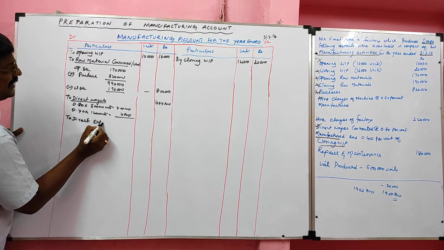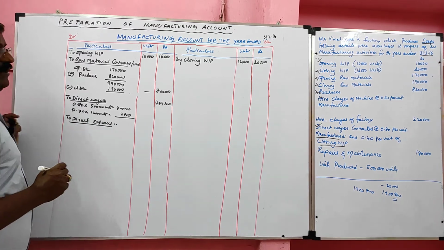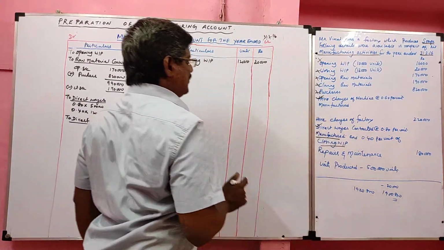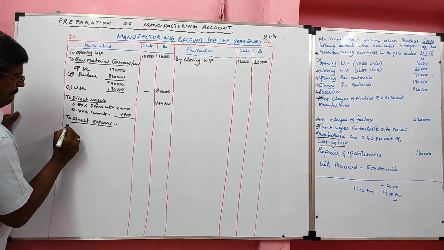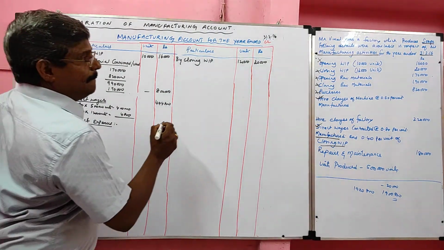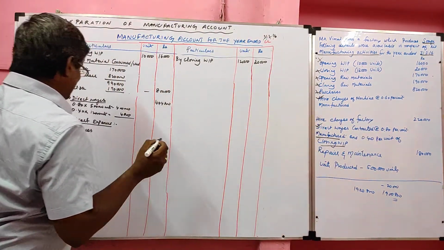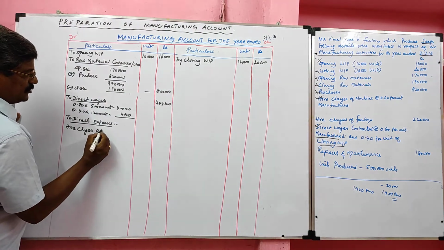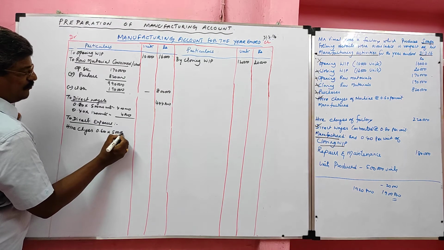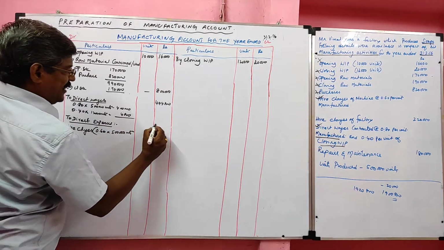Then we have to take direct expenses. In direct expenses, royalty, hire charges of machinery will be recorded. Here hire charges of machinery only is given. So hire charges of machinery, 60 paise per unit of manufactured. Manufactured how much? 5 lakh units. So 60 paise into 5 lakh will get 3 lakh.